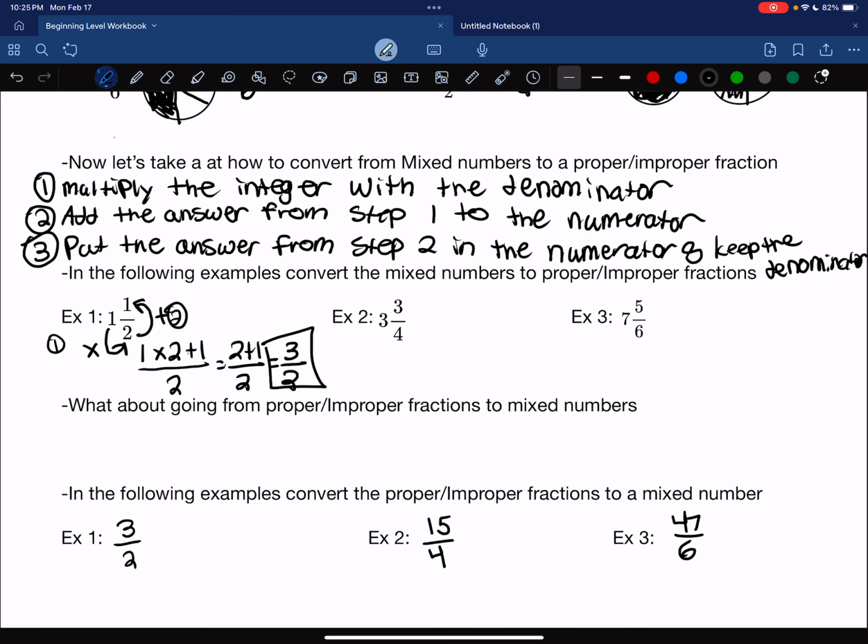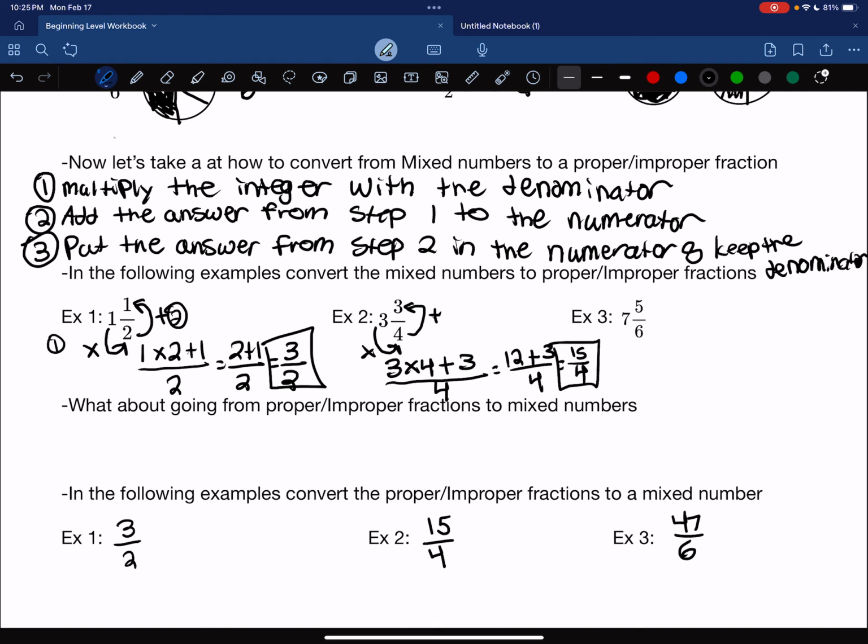Looking at example 2, I encourage you to pause this video and try it on your own. And assuming you have given it a go, let's work through it together. So we're going to multiply the integer and the denominator. And then once we get that answer, we're going to add that answer to whatever is in the numerator. So we're going to have 3 times 4 plus 3. And you're going to put all that over the denominator of 4. So 3 times 4 is going to be 12. And then 12 plus 3 is going to be 15.